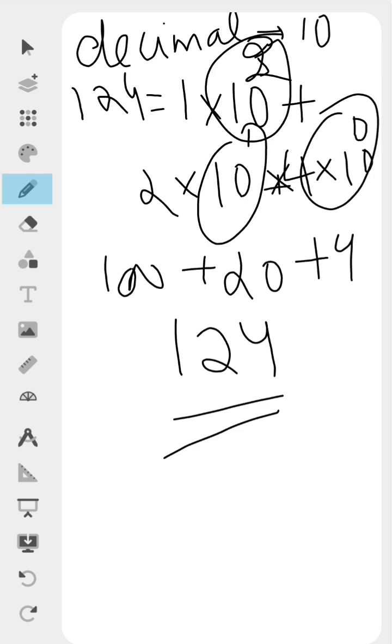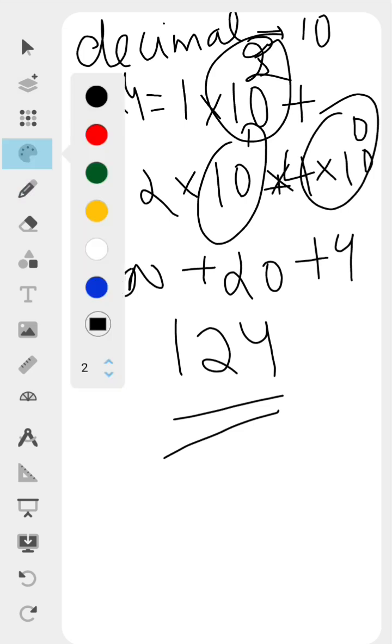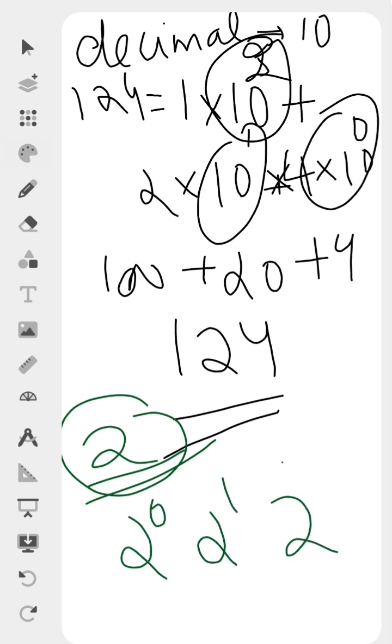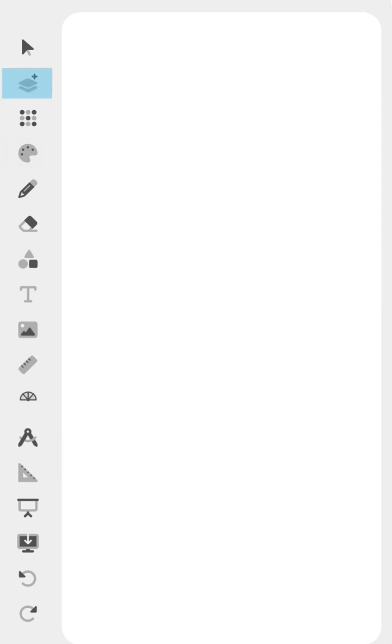Same happens in binary. In binary, we deal with 2. So how we deal with 2 is that we have 2 to the power 0, 2 to the power 1, 2 to the power 2, 2 to the power 3. We have these kinds of numbers in decimals. So how it actually happens is, let us assume I have a number 1101.